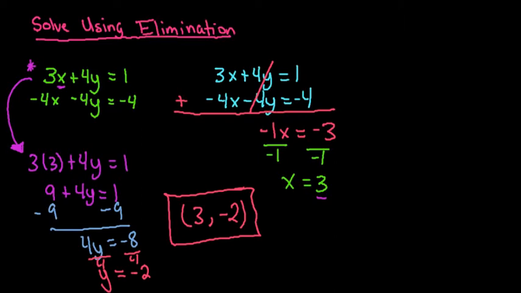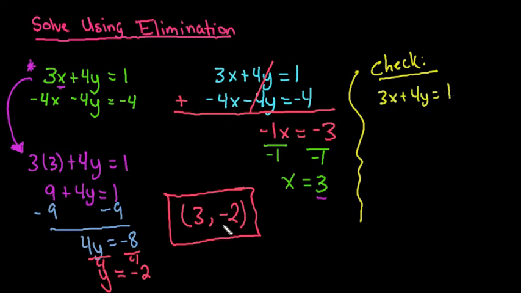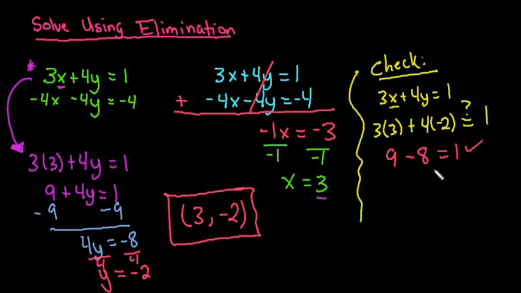I would always take the time to go back through and check, just to make sure that you didn't make any mistakes. To check, all I have to do is go back to the original equation. So I have 3x plus 4y equals 1. All I'm going to do is replace my x term with the 3 and y with negative 2. So 3 times 3 plus 4 times negative 2, and we ask ourselves, does that equal 1? I end up with 9, and 4 times negative 2 gives me negative 8, and 9 minus 8 does equal 1, so that is a true statement.